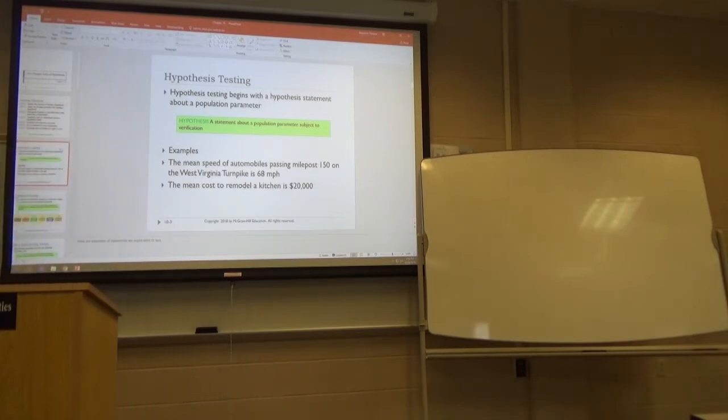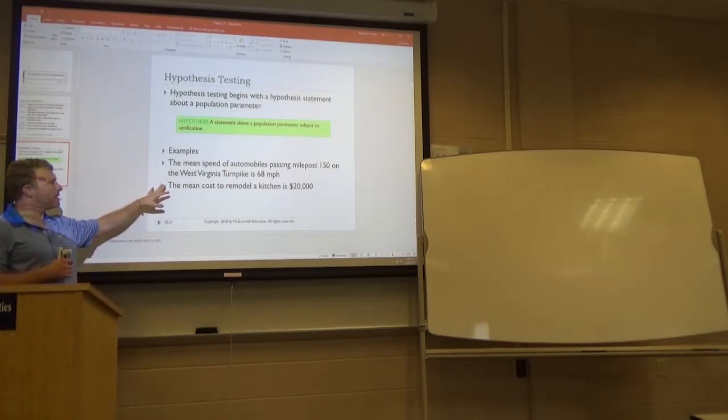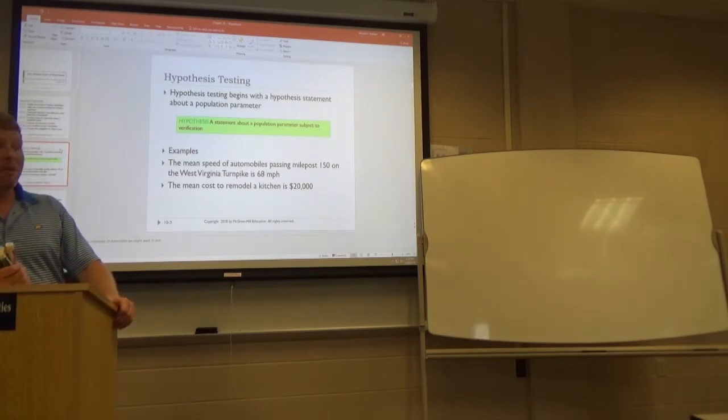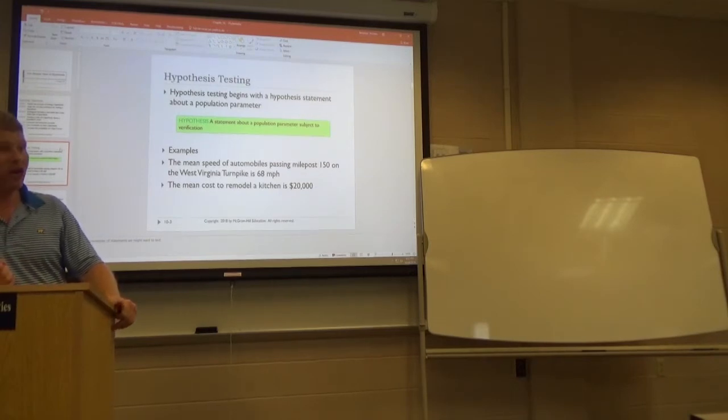Here are a couple of examples of hypotheses. The mean speed of automobiles passing milepost 150 on the West Virginia Turnpike is 68 miles an hour. Now we're talking about all automobiles passing that milepost, aren't we? Did we study every single car that's ever passed milepost 150? How did we get that information? We took a sample, didn't we? So we're still using samples to infer about a population.